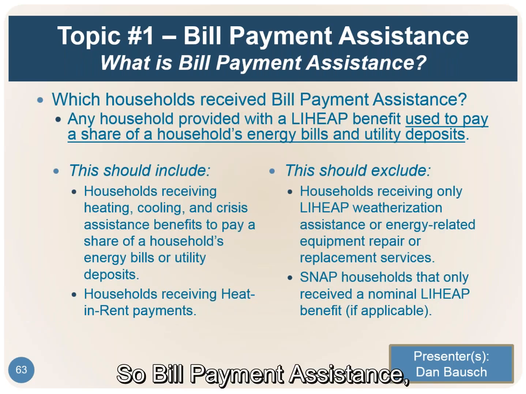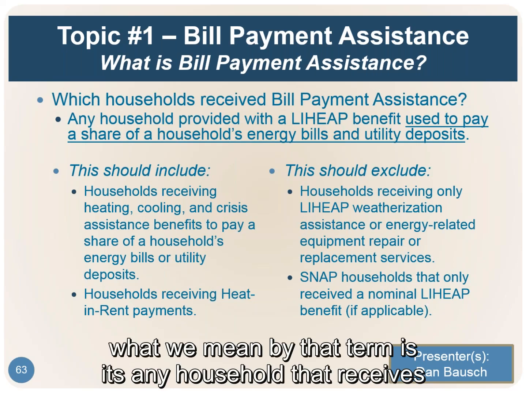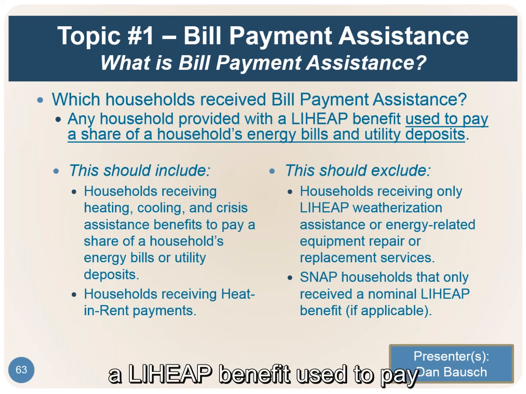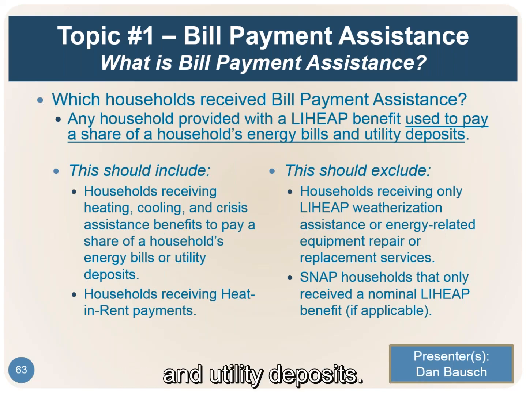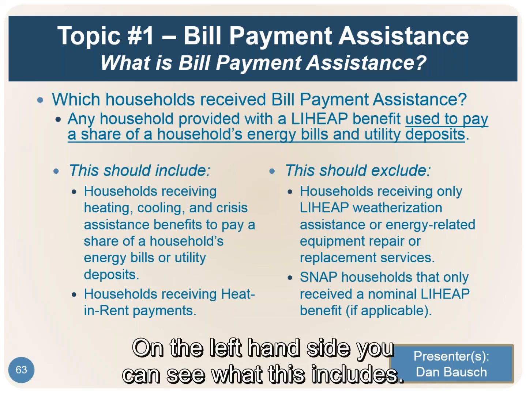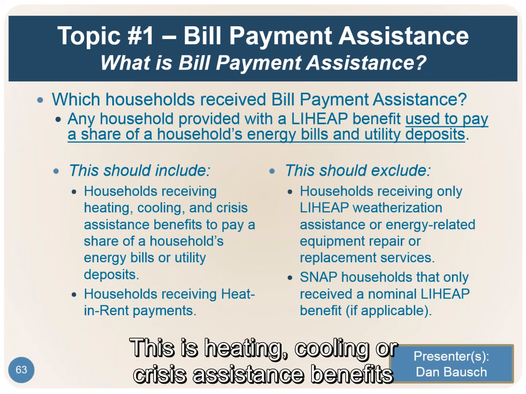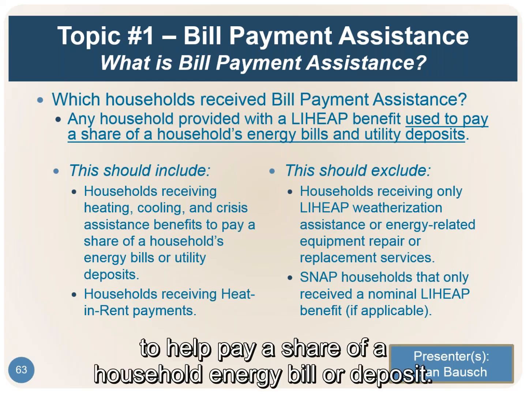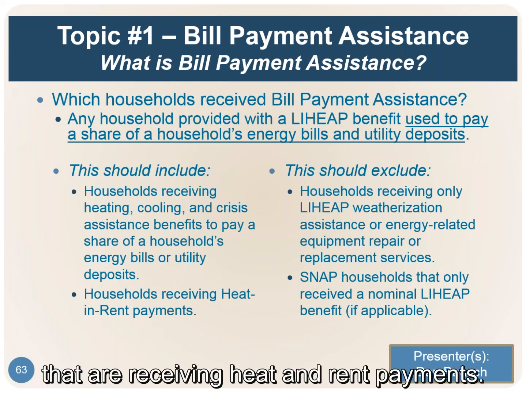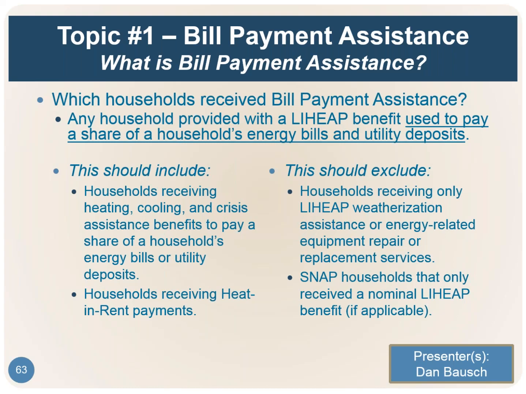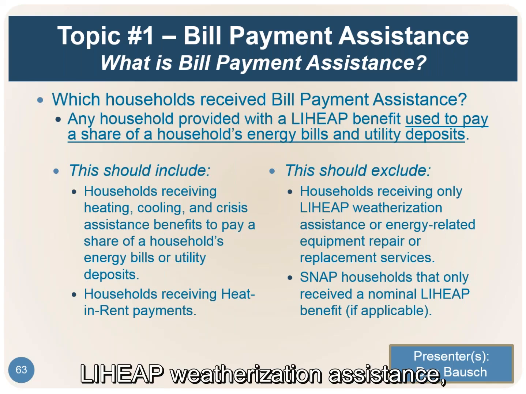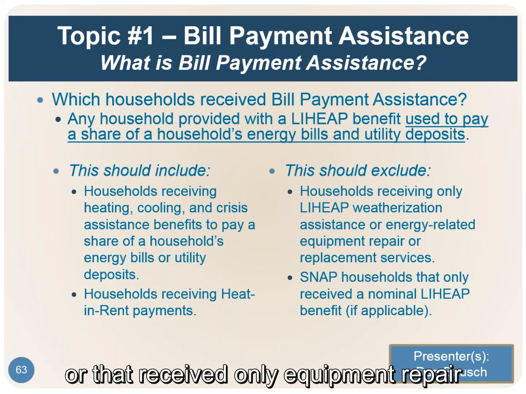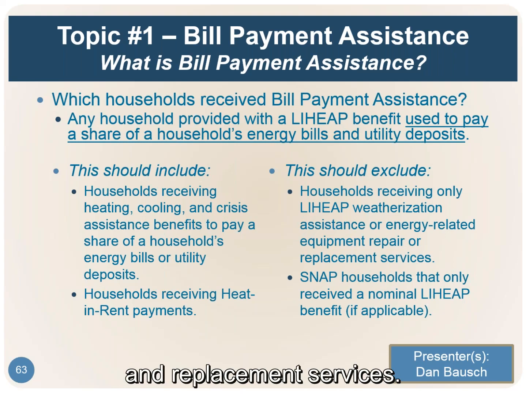So bill payment assistance, what we mean by that term is any household that receives a LIHEAP benefit used to pay a share of a household's energy bills and utility deposits. On the left-hand side, you can see what this includes. This is heating, cooling, or crisis assistance benefits to help pay a share of a household's energy bill or deposit, or it's households that are receiving heat and rent payments. This would not include households that received LIHEAP weatherization assistance or that received only equipment repair and replacement services.